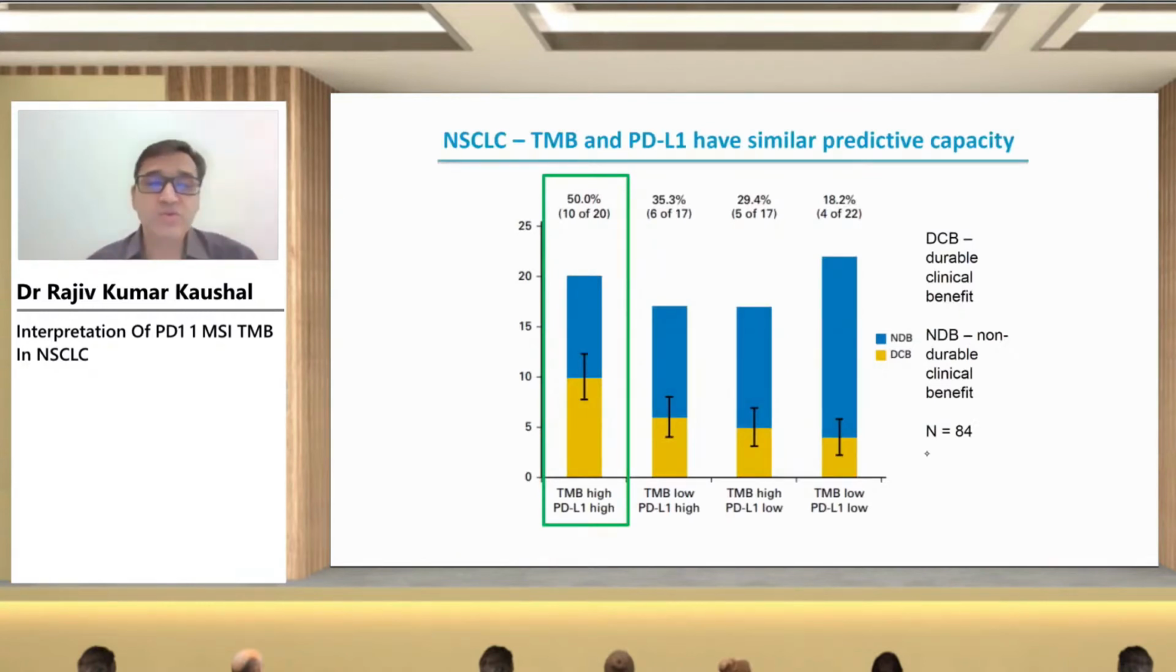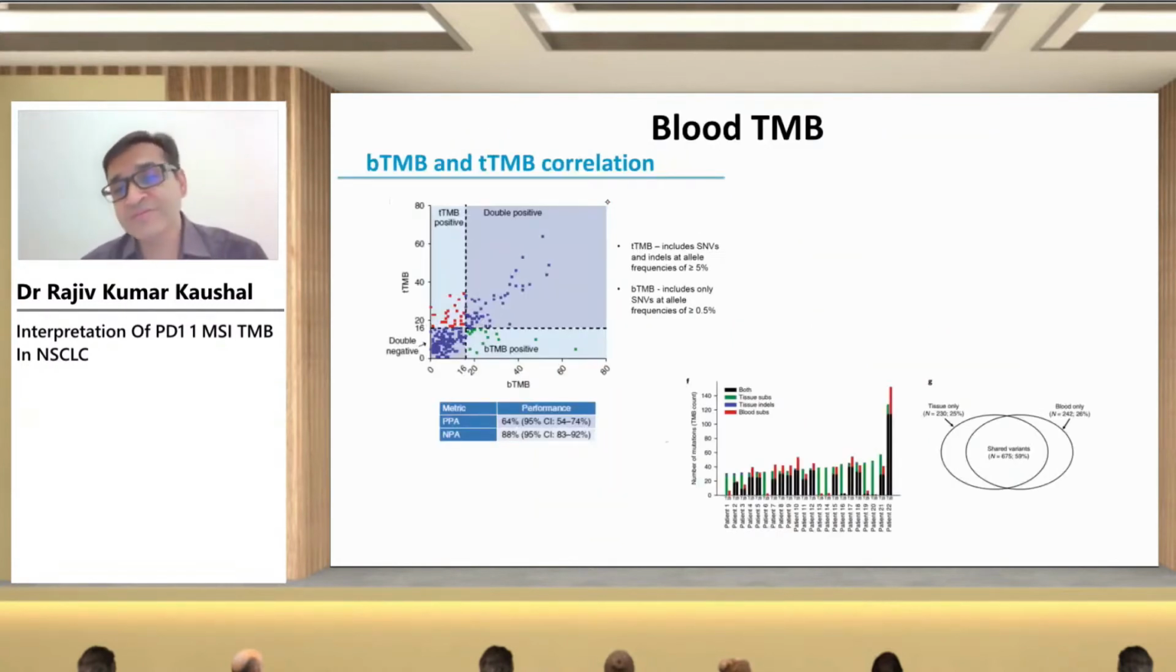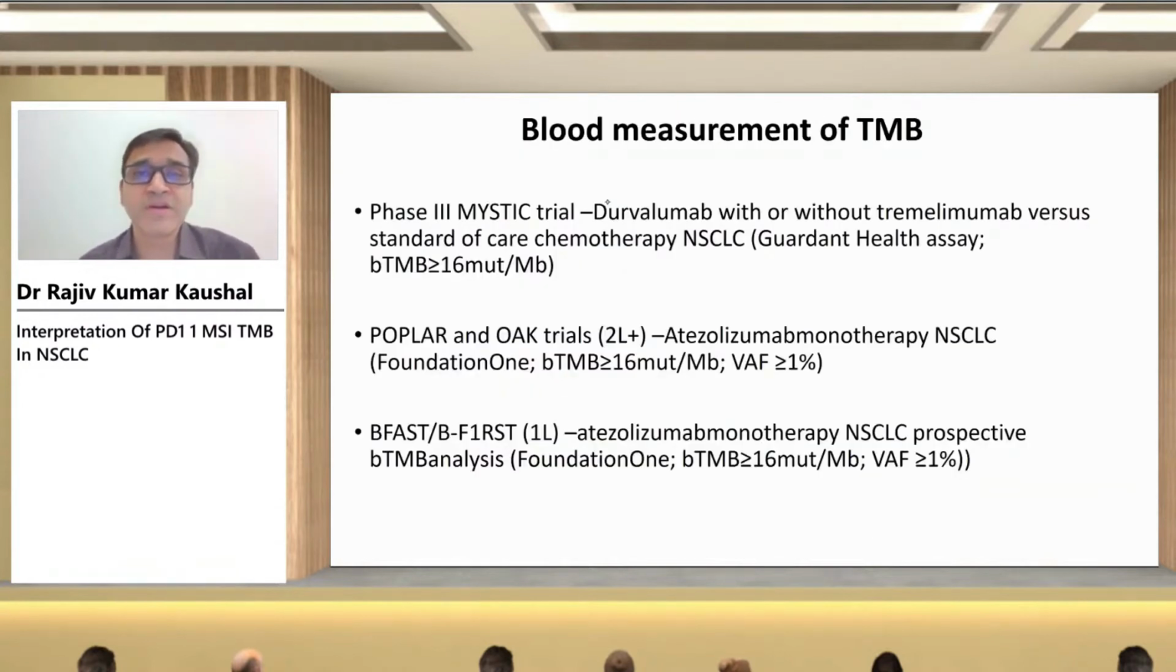There are groups of patients who may show high TMB and PDL1, but at the same time there is no clinical response, as well as there can be some group of patients which may have low TMB but a clinical response is there. So it is still not very reliable, and at the same time now we can use TMB also in the blood, as shown by some trials, and the TMB of 16 mutations per MB was used in the Poplar and Oak trials.